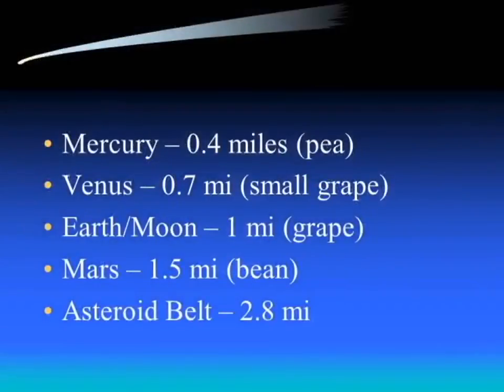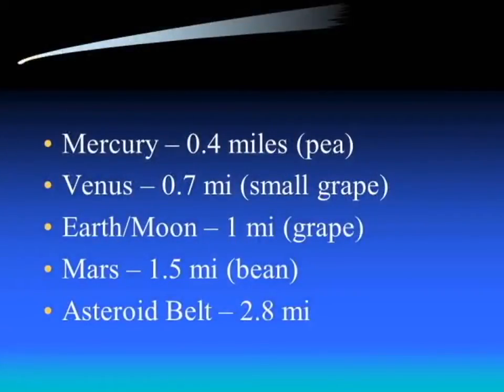So 0.7 miles out from where you originally started, we've got Venus. And then come on out about a mile, so a little bit further out from Venus, and we get the Earth-Moon system. And notice that the Earth-Moon system is basically the size of a grape. Not a small grape, because a small grape was Venus. So the Earth is a little bit larger than what Venus is.